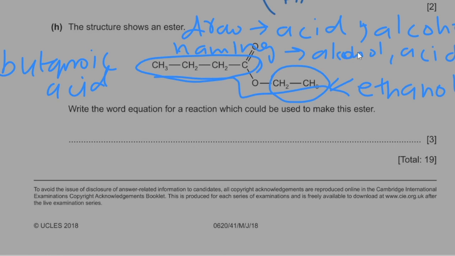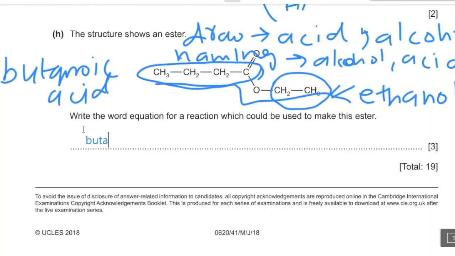We start with the name of the alcohol first. So we have butanoic acid reacting with ethanol, forming the ester ethyl butanoate, as well as water, which is the byproduct.